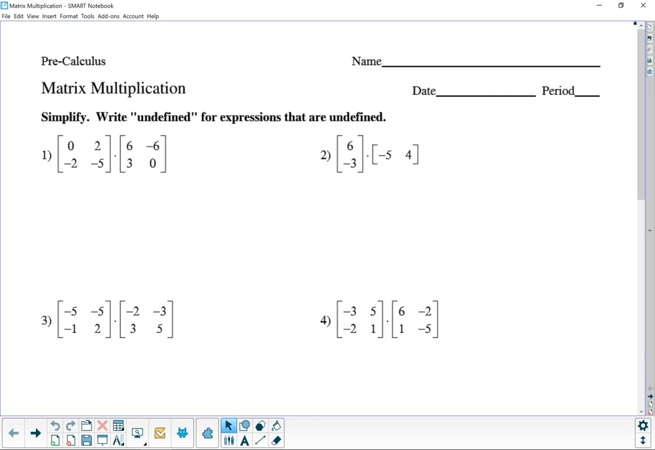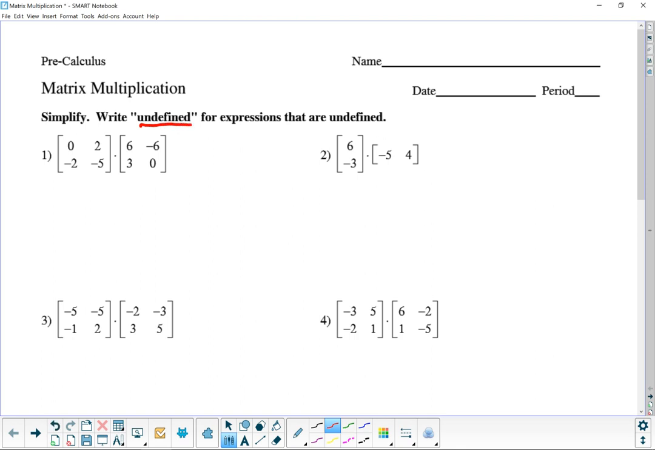Okay, let's go ahead and get started. This is matrix multiplication. Remember, with multiplication, you need to figure out the dimension before you start working on it, meaning you've got to figure out if it can work, and then figure out what the dimension of the answer is. If it doesn't work, then you just write down that it's undefined, like the directions say: write undefined if it does not work.